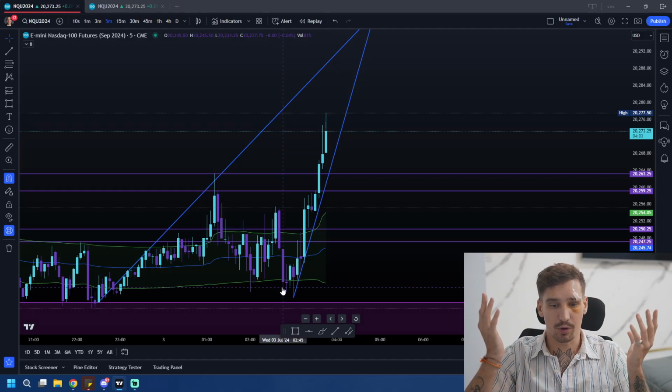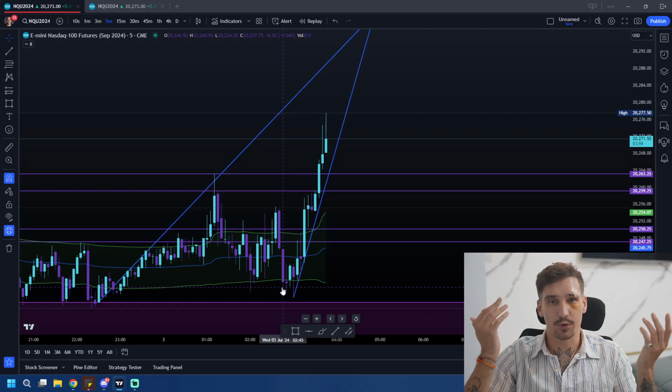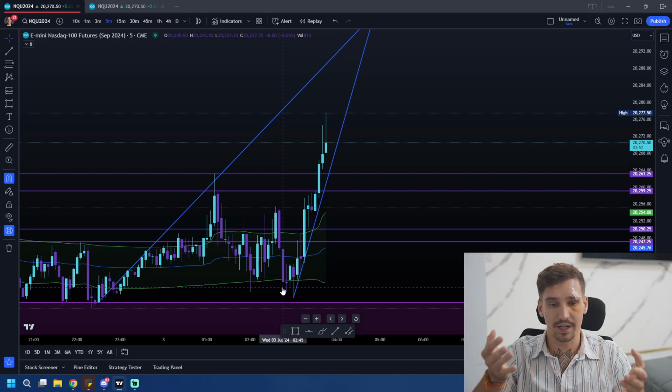That's something that you probably don't want to do because this is London session. New York session could distribute in a very different way. It could be completely bearish, while London is super bullish.